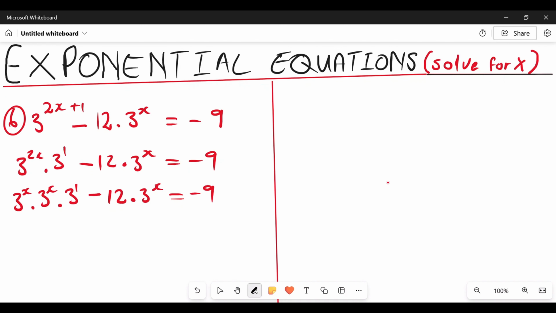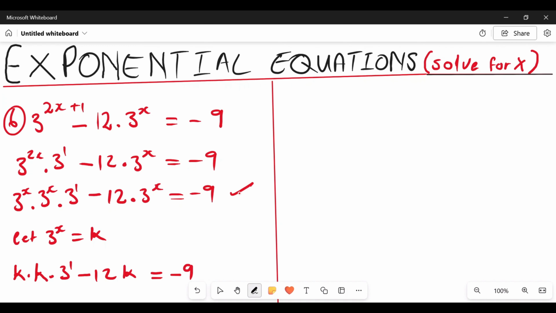Now, there is this method we call the k method rule. So we can say, let 3 to the power of x equal k. Basically, what we mean here is wherever there is 3 to the power of x, we substitute with k. So let's look at this equation here. Wherever there is 3 to the power of x, we're just going to put k there, multiplied by another k, multiplied by 3 to the power of 1, minus 12. Now, let's not forget this is also k as well, because it's 3 to the power of x. All this is equal to negative 9.